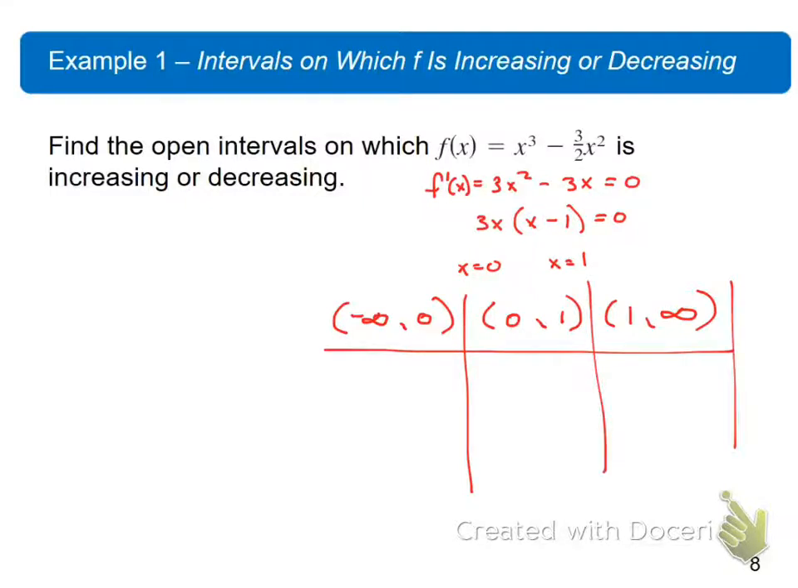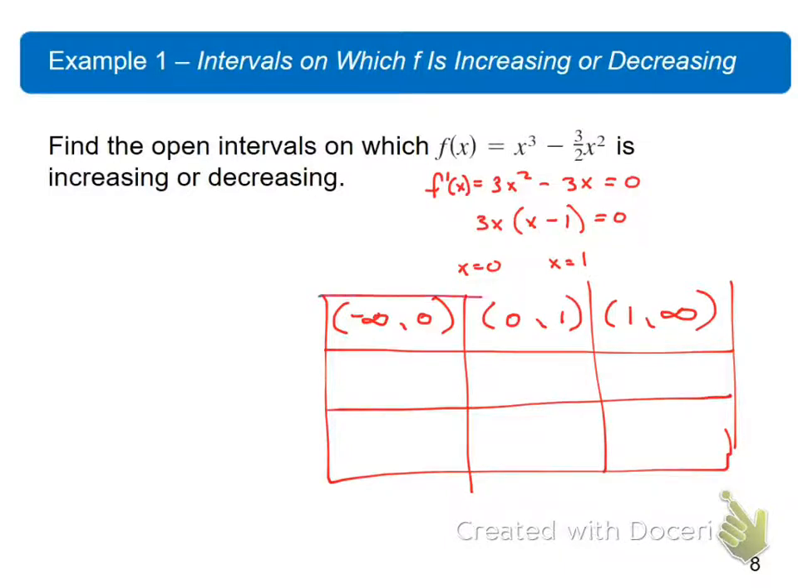I'm going to set up a real quick little table. I want you to make a little table with me. I'm going to put f prime of x here, and I'm going to put f of x here. You're going to hear me say, pick test points. So what's a number between negative infinity and 0? Negative 1. So let's put the test point right above it. These are my test points.